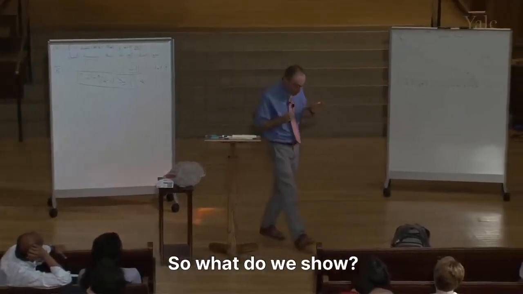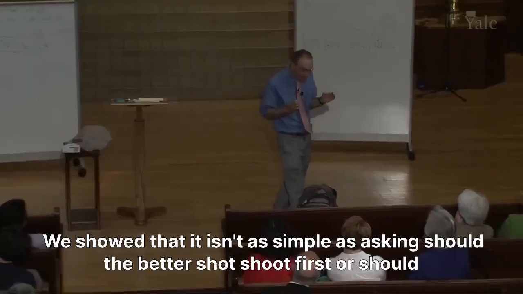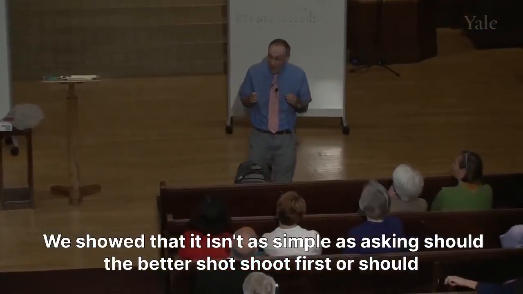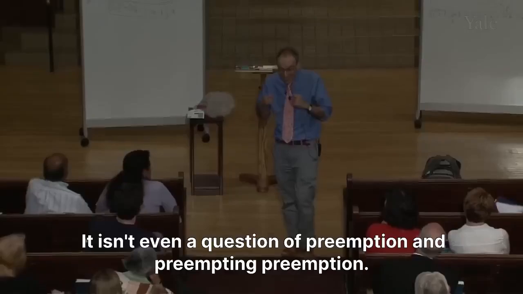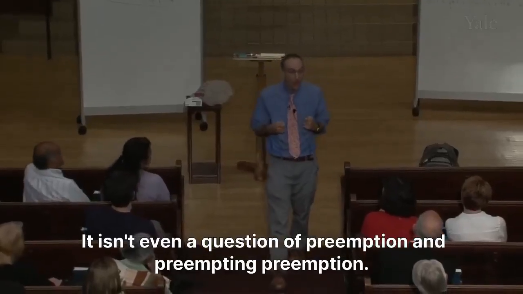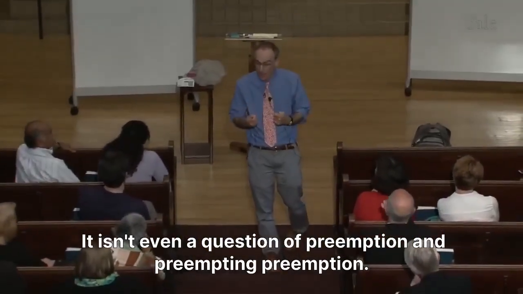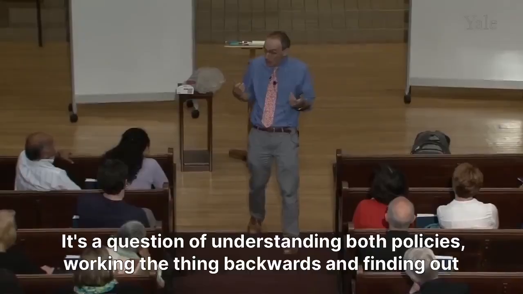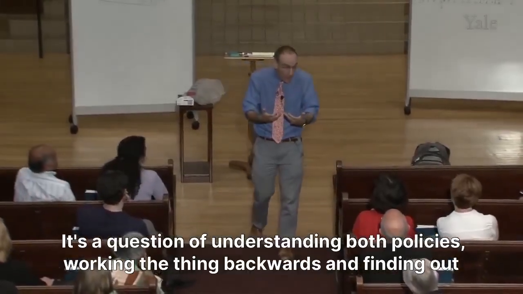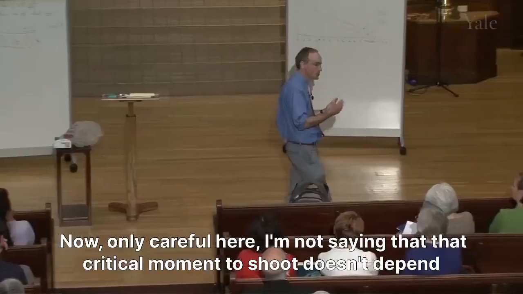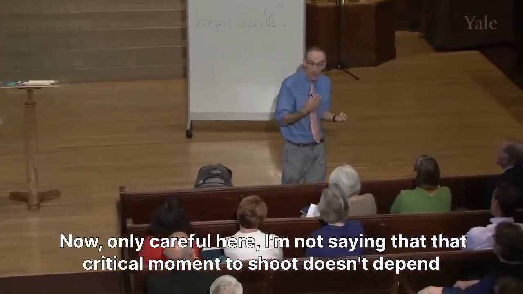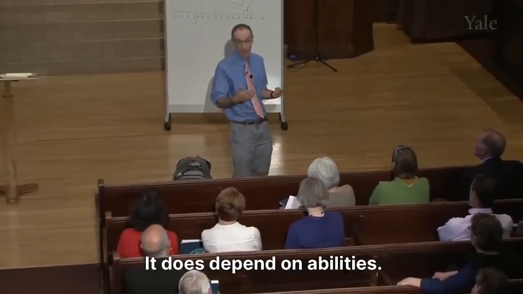So what do we show? We showed that it isn't as simple as asking, should the better shot shoot first, or should the worse shot shoot first? And it isn't even a question of preemption and preempting preemption. It's a question of understanding both probabilities, working the thing backwards and finding out that there's a critical moment to shoot. Now, I want to be careful here. I'm not saying that that critical moment to shoot doesn't depend on abilities. It does depend on abilities.